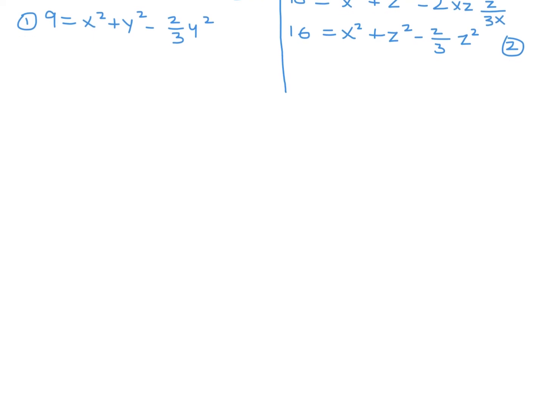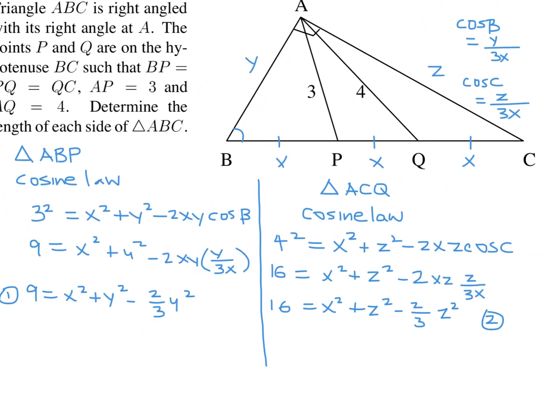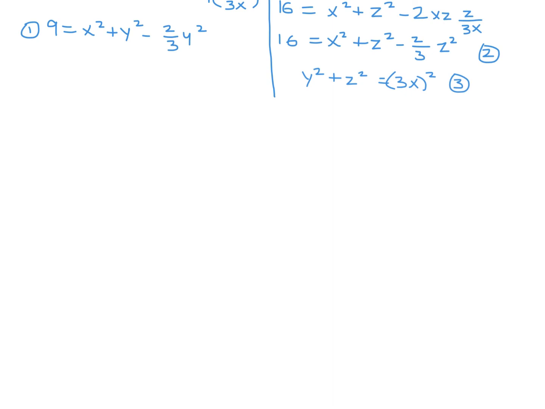Now where do we go from here? We've got 2 equations, but we got 3 variables. That's a problem. We need one more equation. The third equation we get from Pythagoras, because it's a right triangle. That's an easy one. I'll put it down here. That would be y squared plus z squared is equal to 3x all squared. That's my third equation. Okay, no problem at this point. 3 equations, 3 variables, we can solve.